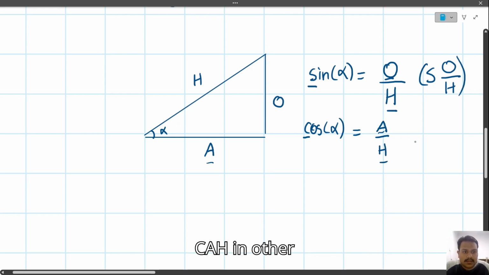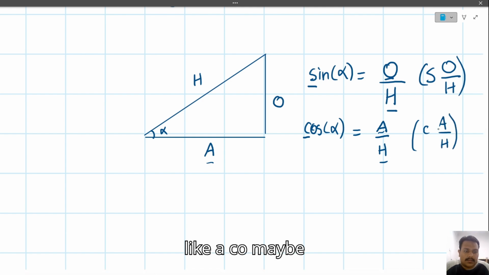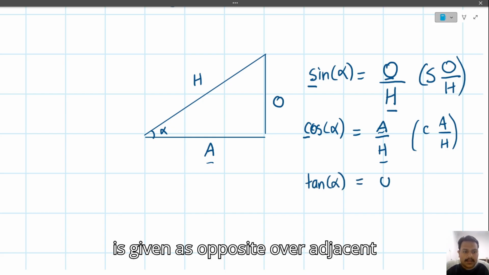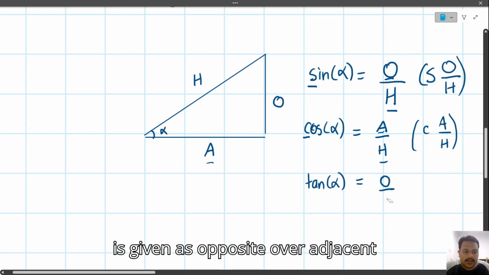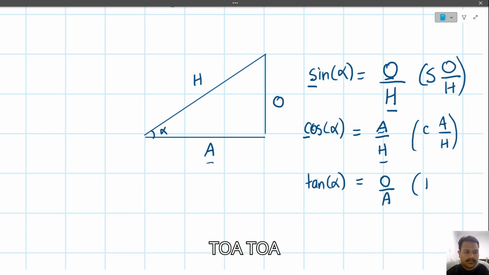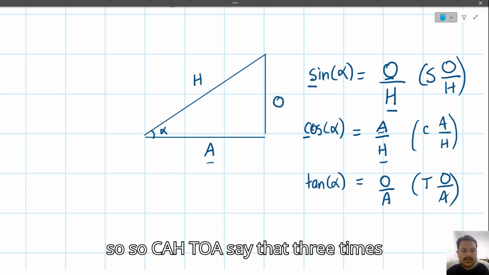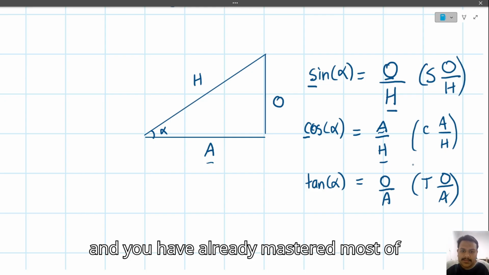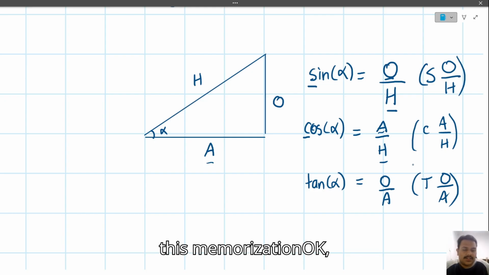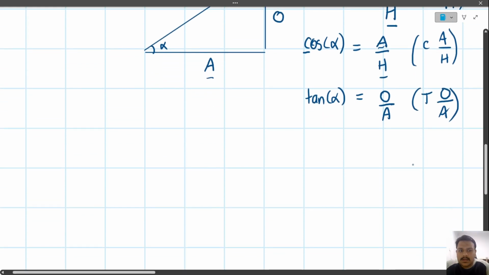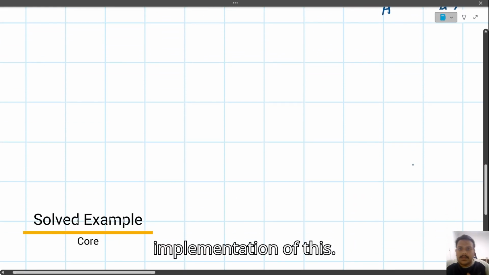CAH. In other words, like a crow, maybe. And tan of alpha is given as opposite over adjacent: TOA. So, SOH CAH TOA. Say that three times and you have already mastered most of this memorization. Okay, now let's take a quick look at the implementation of this.